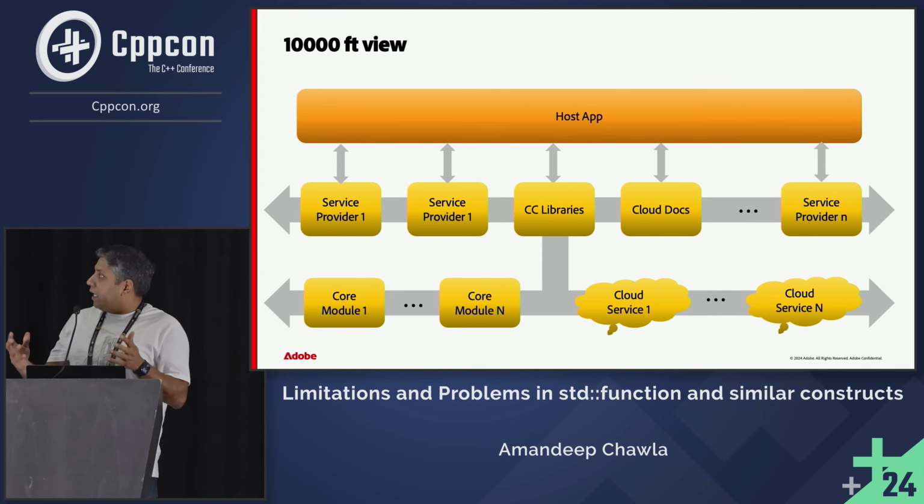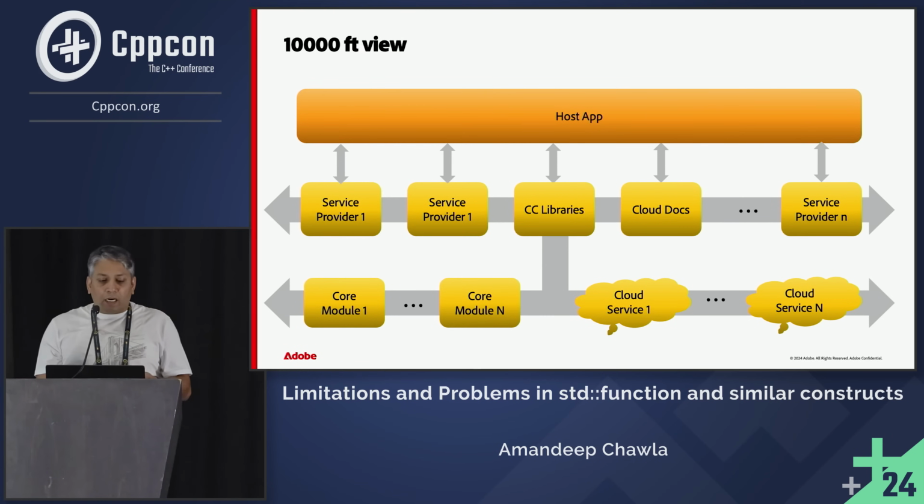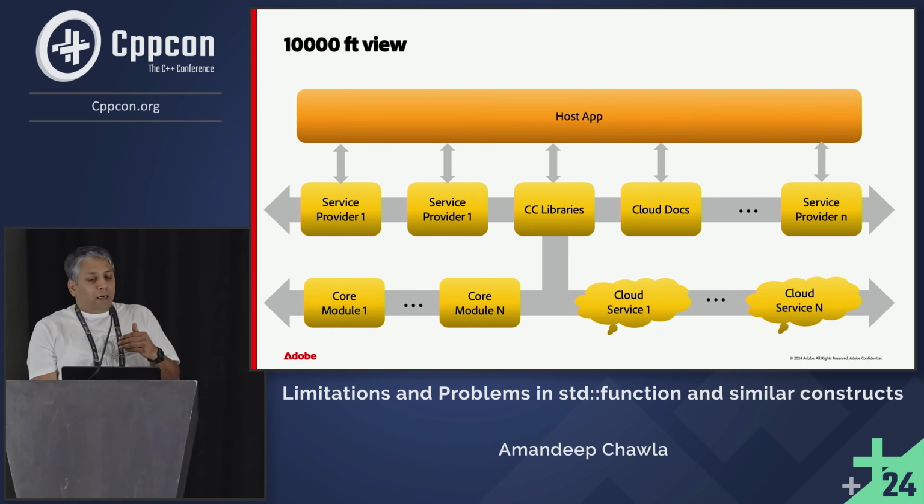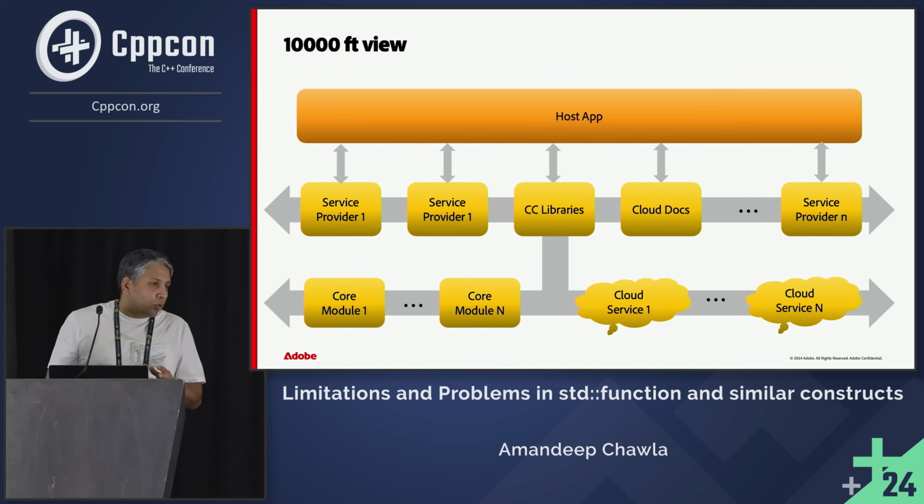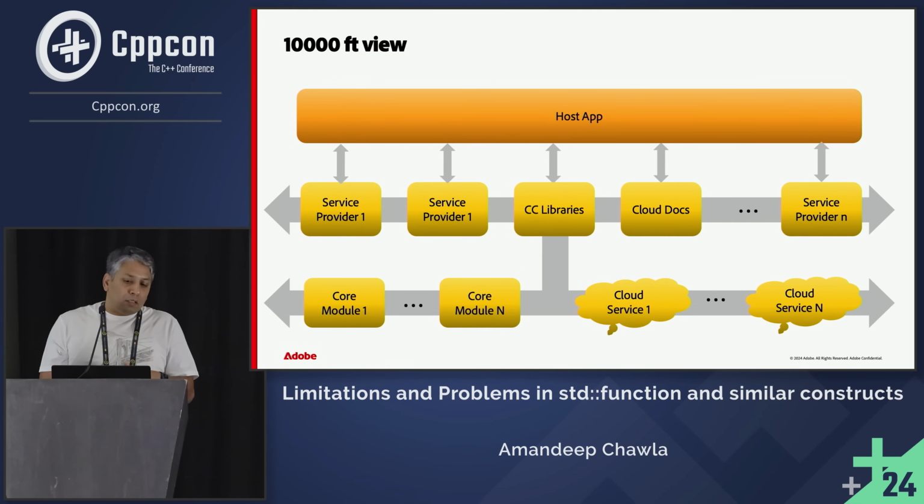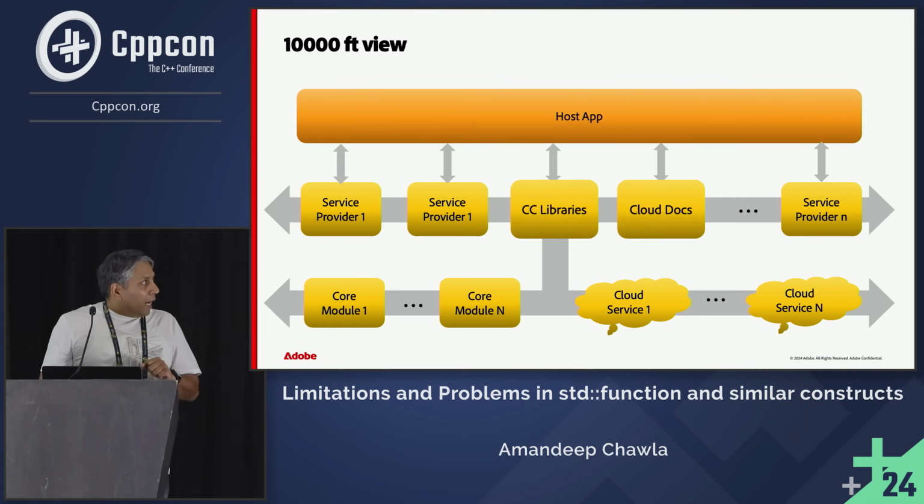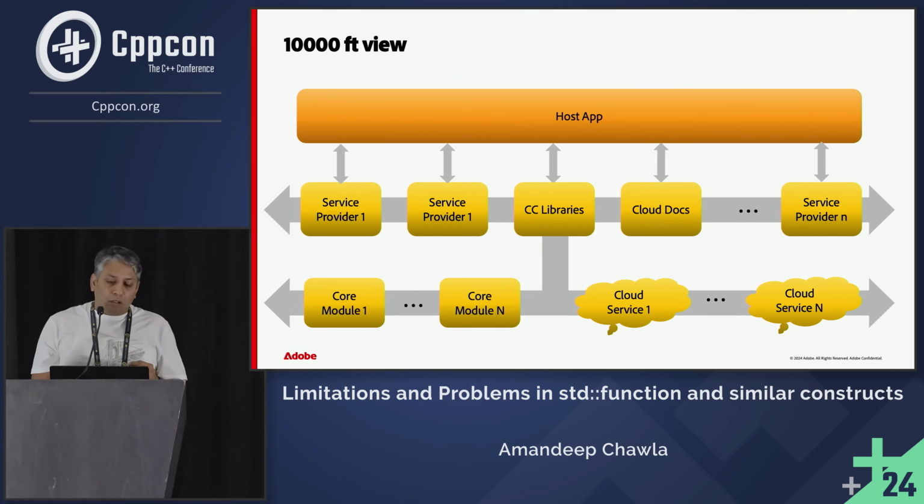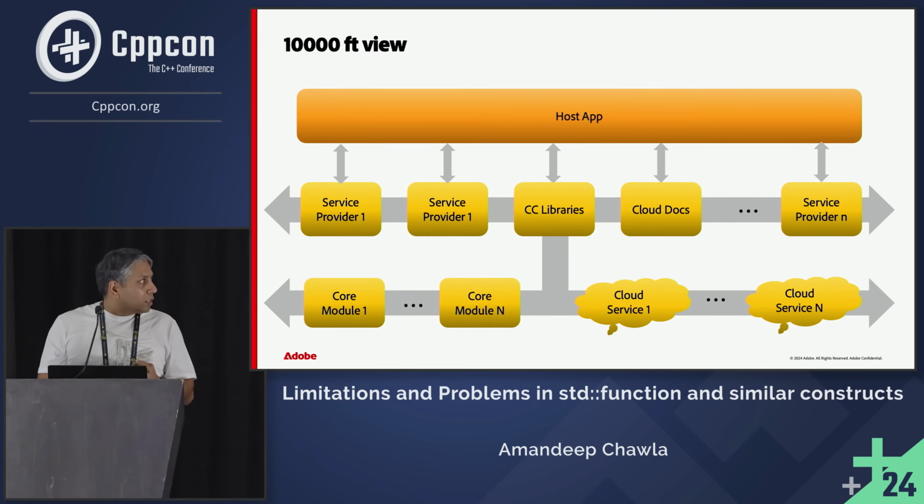So this is what my work looks like. At Adobe, we have a host app, and there are multiple service providers which can communicate with each other. The host app is only allowed to communicate with the service providers. Below the service providers, there are core modules and cloud services. All the service providers are able to communicate amongst themselves as well as with the cloud services and core modules. These are the two service providers I'm working on: CC Libraries and Cloud Docs.